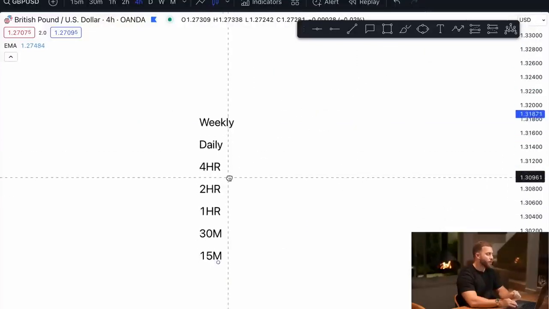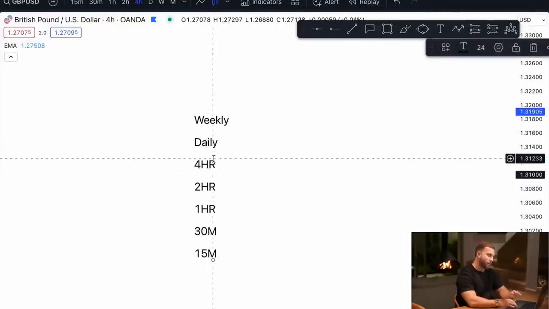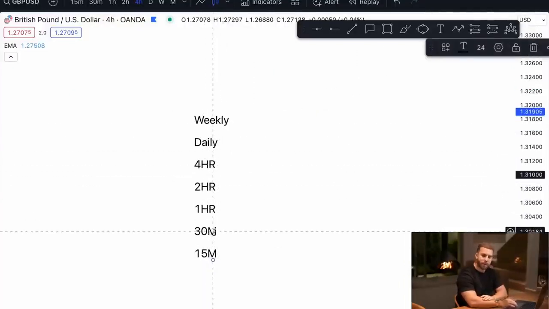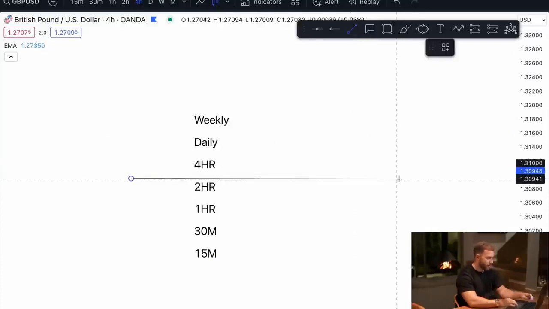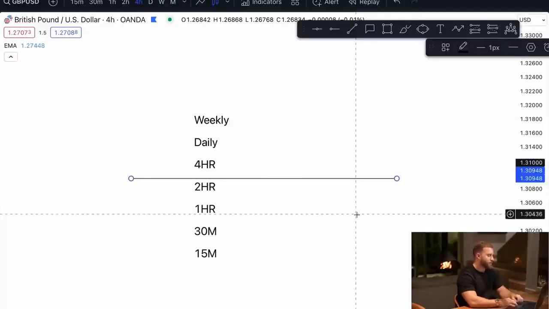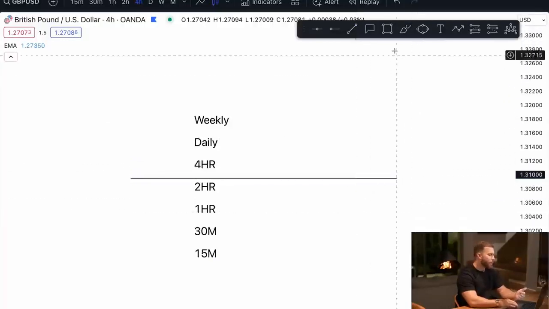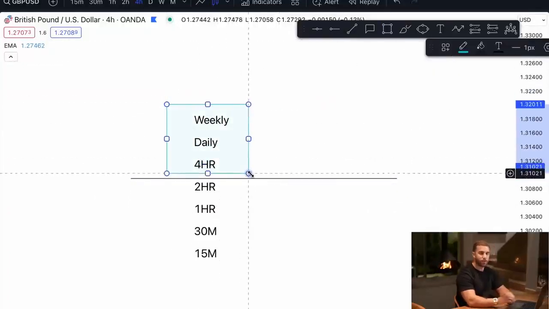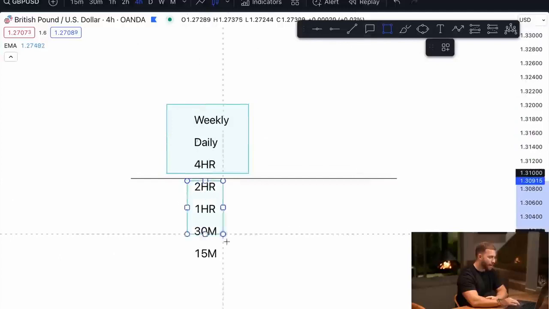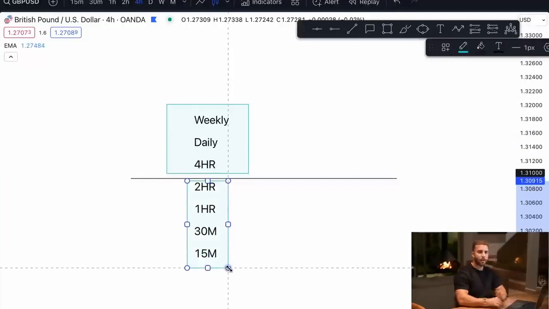So for this video, we're going to be using the weekly, the daily, the 4 hour, the 2 hour, the 1 hour, the 30 minute, and the 15 minute. So this is actually divided right down the middle, almost. And it's divided right at this section right here. Why, you may ask? Well, that is because the weekly, the daily, and the 4 hour is used for one part of the top-down analysis, and then the 2 hour, the 1 hour, and 15 and 30 minute is used for another part of the top-down analysis.